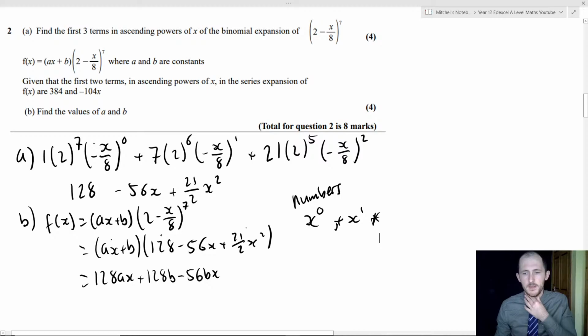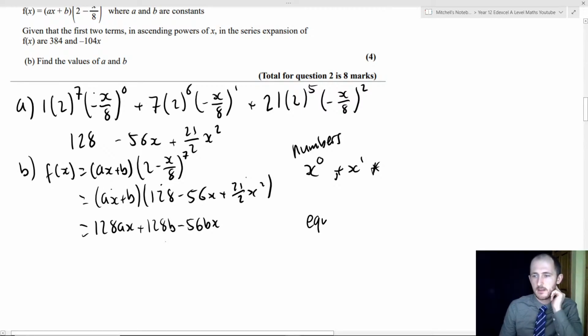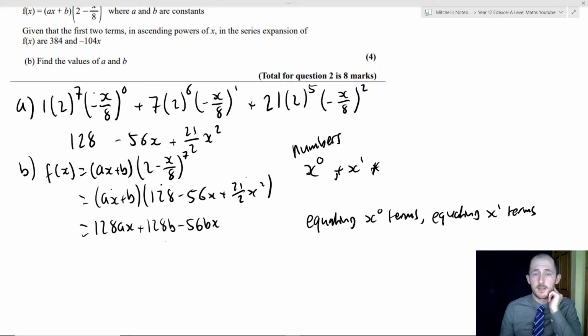So, it's telling me that the first two terms are 384 minus 104x. So from here, you might see what we need to do. What we're going to be doing is equating x to the 0 terms and equating x to the 1 terms separately.